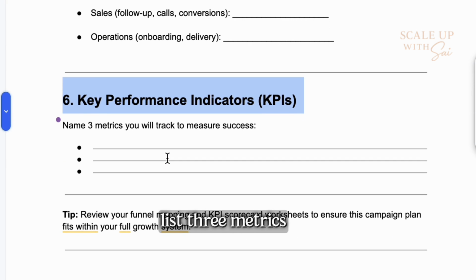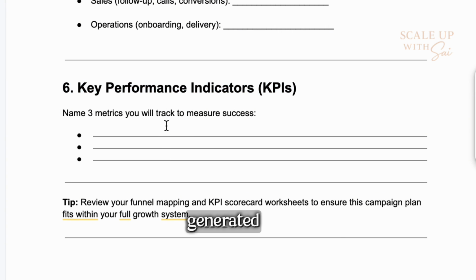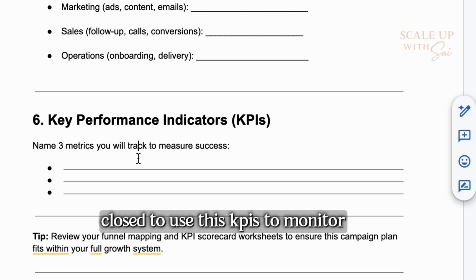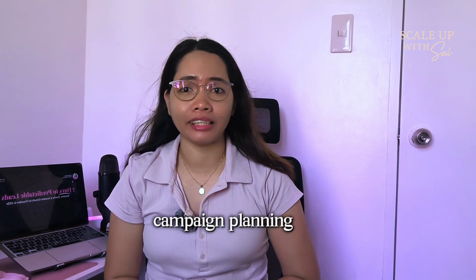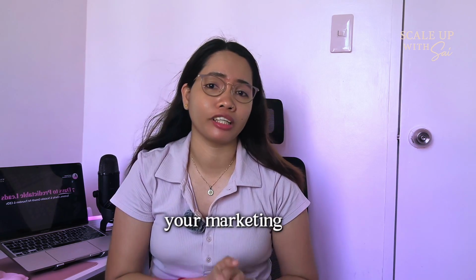Finally, list 3 metrics you'll track to measure campaign success, like leads generated, conversion rates, or sales closed. Use these KPIs to monitor progress and course correct if needed. This mini campaign planning snapshot is a powerful tool you can use immediately to focus your marketing efforts.